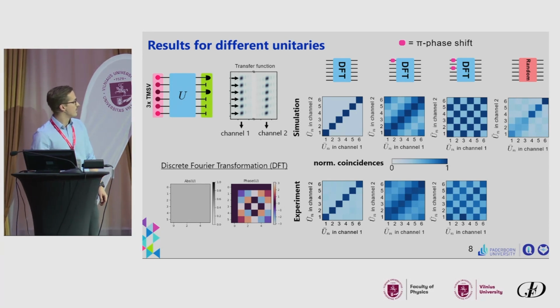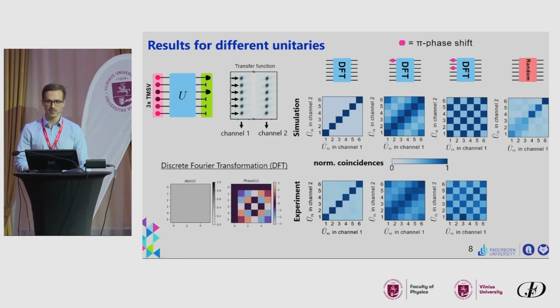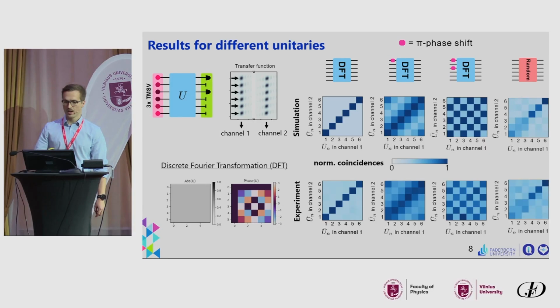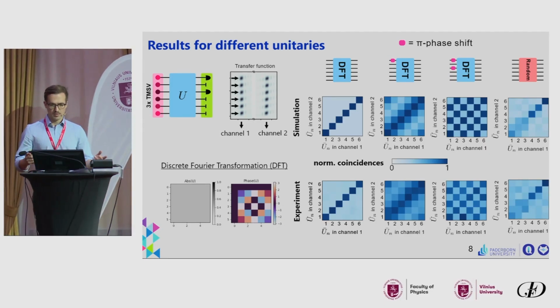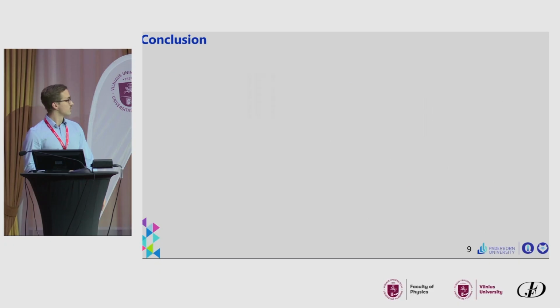So we chose some random matrix here. Note that this then also involves changing amplitudes and phases according to the entries of the unitary matrix on this transfer function, but this still works. So we could demonstrate that we really have full control over what kind of interferometer we want to implement in this network. And with this, I want to conclude.